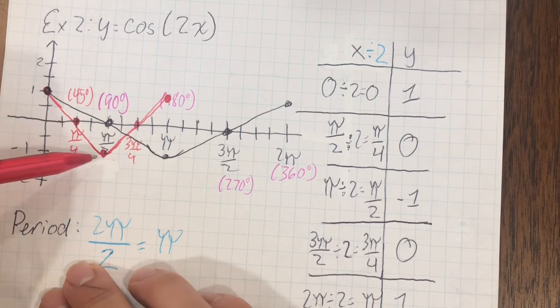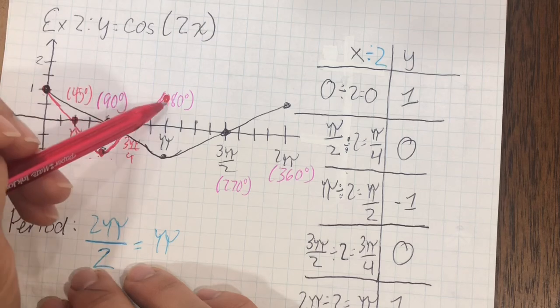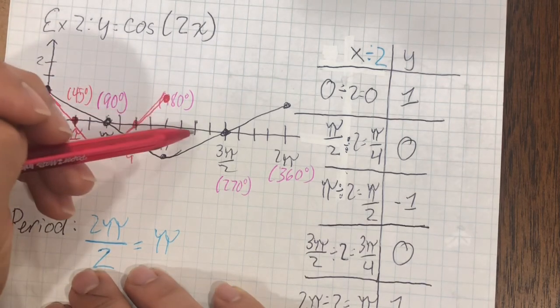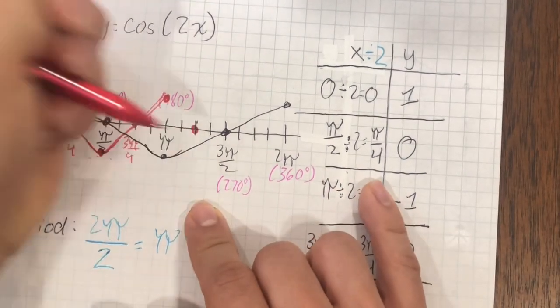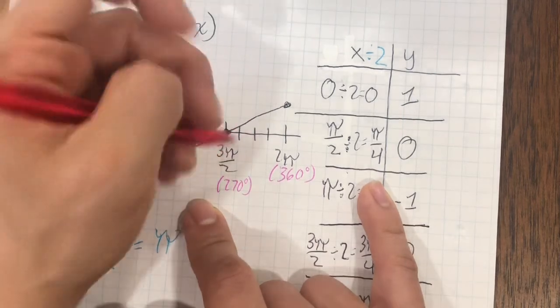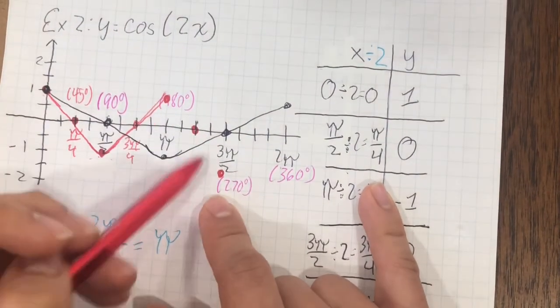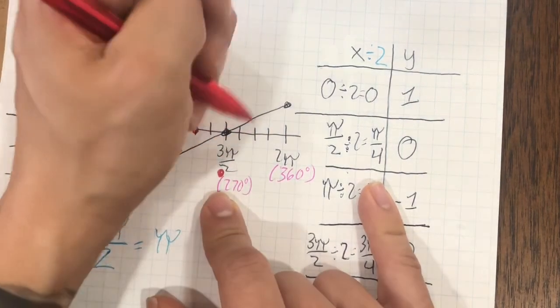We can repeat the pattern as max, mid, min, mid, max. So then I'm going to continue the pattern. So we have max, and then we have mid, which is on the next 45-degree angle measurement. Mid, min. All right. Min on the 3 pi over 2. And then we have mid.